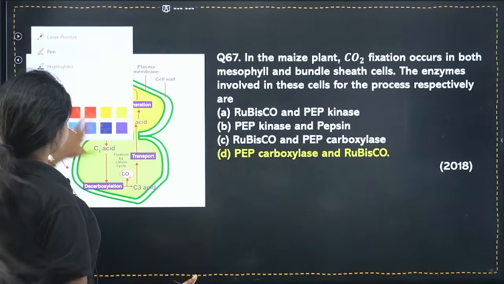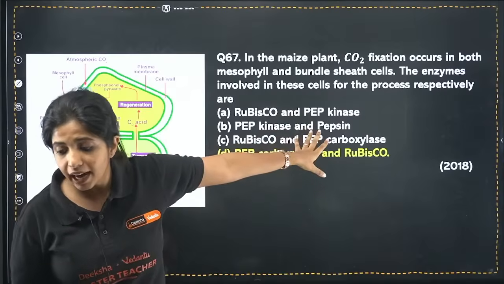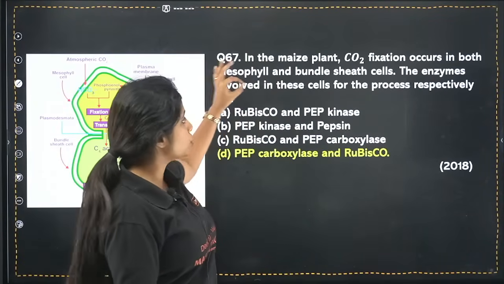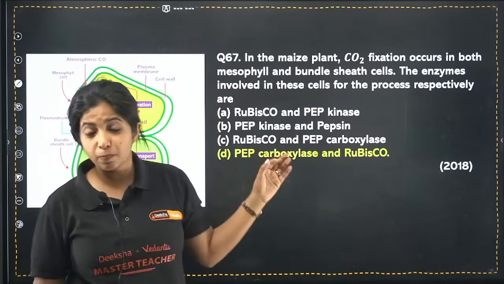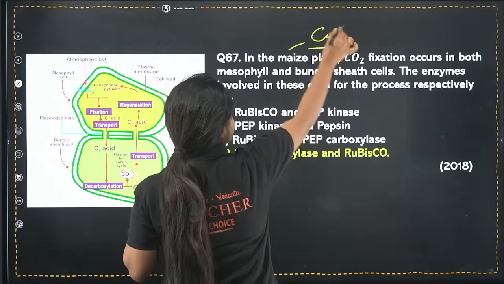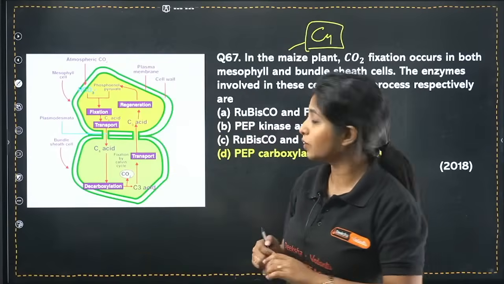The next thing that we have is: in the maize plant, CO2 fixation occurs in both mesophyll and bundle sheath cells. The enzyme involved in these cells for the respective process is what? C4 plants. Maize plant is what? C4 plants, and this is something that has been frequently asked. Let's try our luck. Let's see if at all it's possible to get our marks over here.